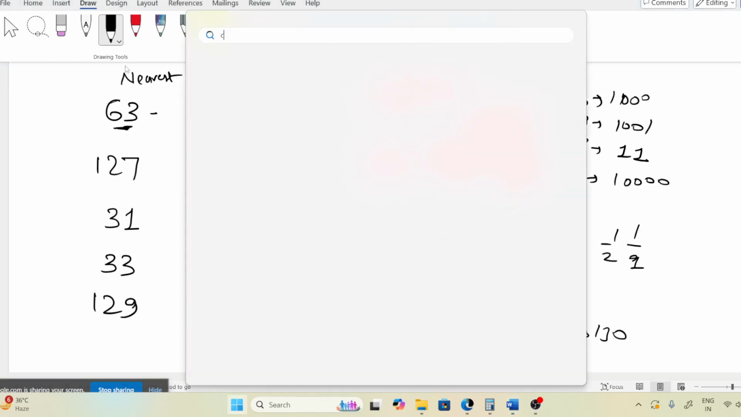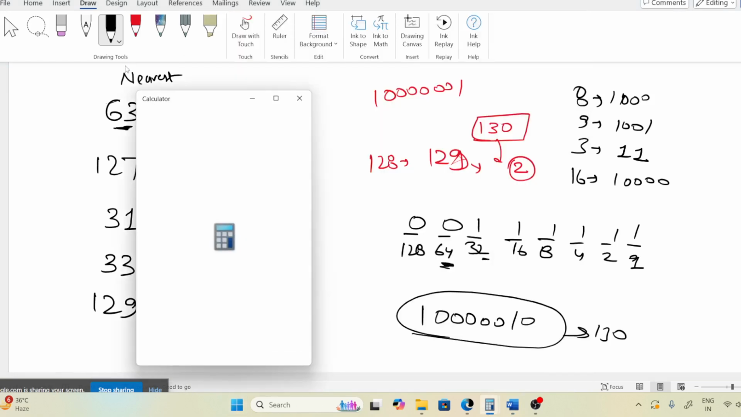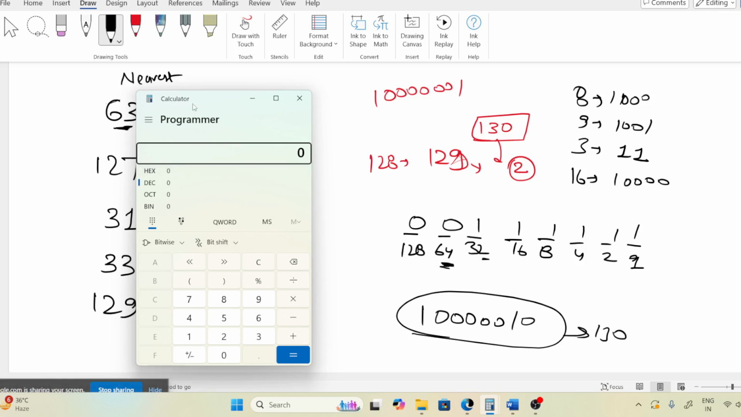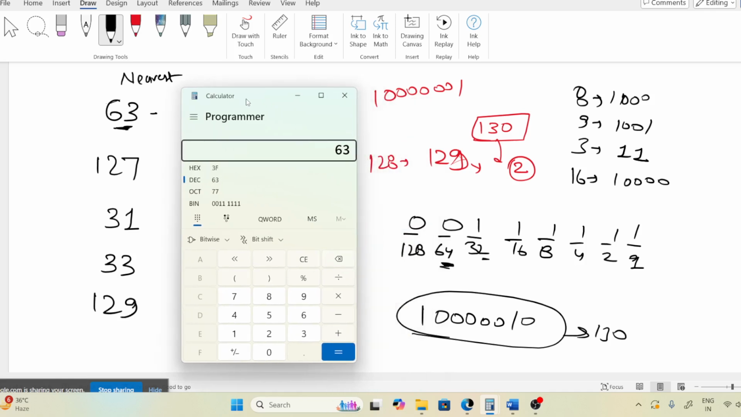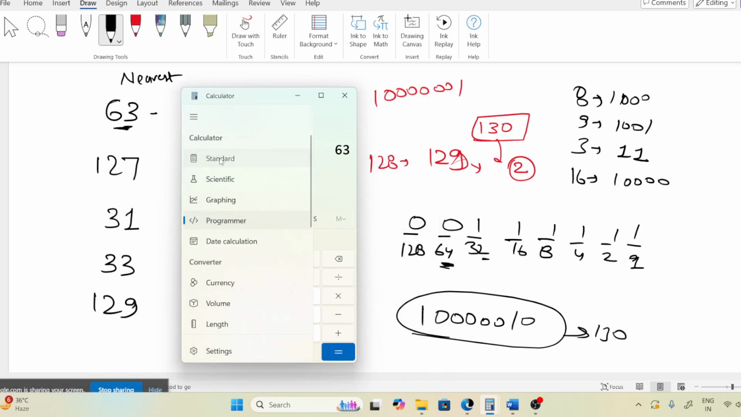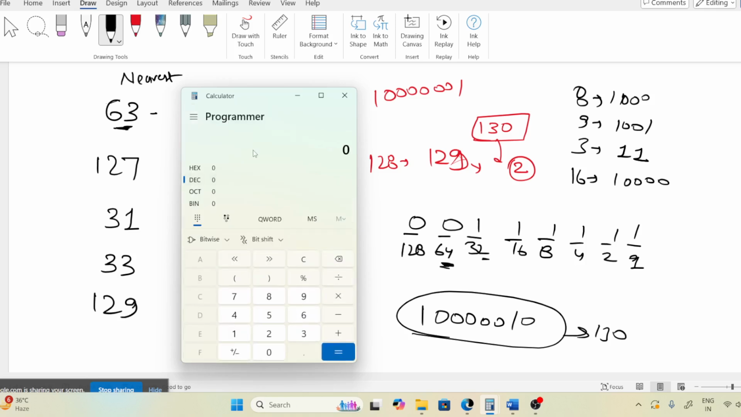Let's check whether I'm right or not. I'm using the calculator here to save time, or you can use the programmer mode. I need to write 63. How many ones? 4, 5, 6. So we have 6 ones. In our system we have the calculator in standard mode, or you can go to the programmer mode. In the programmer mode, let's suppose I want to write 115. How can I write 115? Like this.